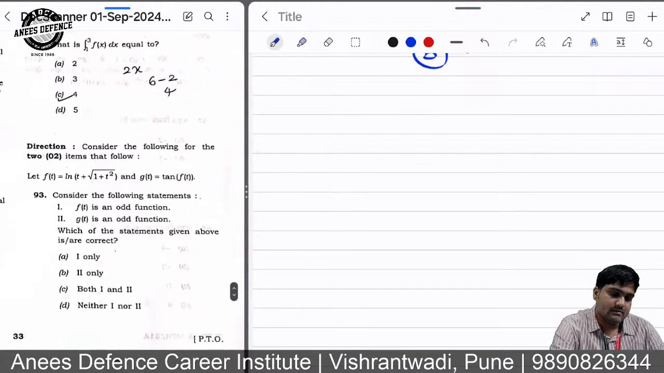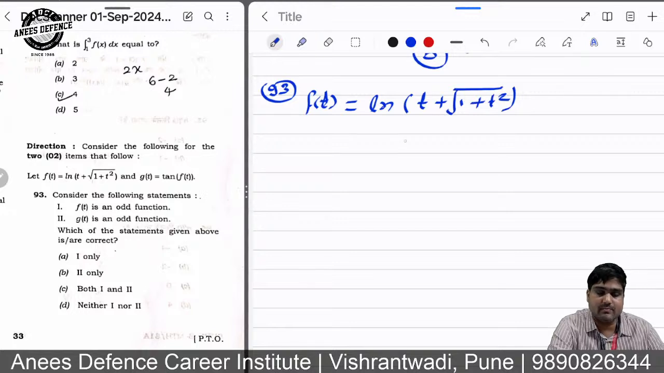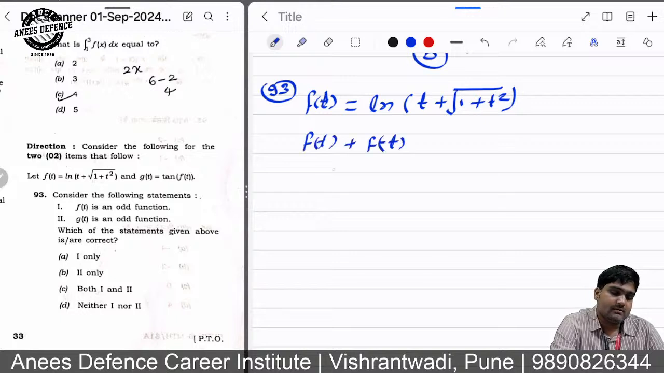Question 93. Here the function of t is given as ln of t plus the square root of 1 plus t squared. Here we have to check odd and even functions. Let's find the value of f of t plus f of minus t. Here f of t is ln of t plus root of 1 plus t squared, and for f of minus t, just change the sign of t to minus t. So it will be ln of minus t plus root of 1 plus t squared.